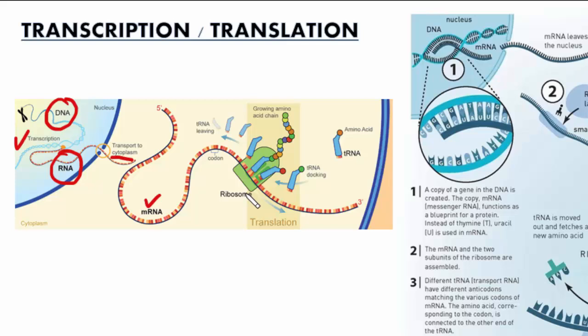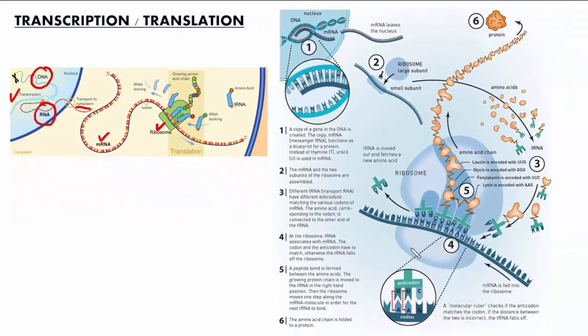And mRNA interacts with the ribosome. Of course, the ribosome has a couple of subunits to it. Recall it's got a small and a large subunit. Now you can see that better over here in this diagram, the small and the large subunit.